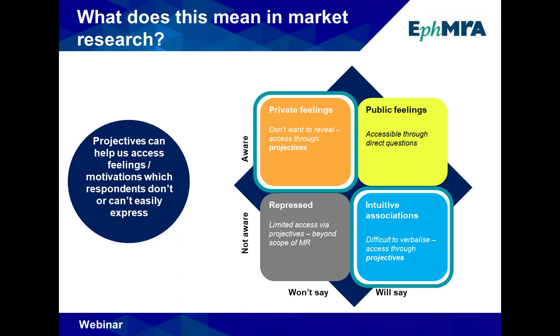The idea is that projectives can help us access feelings and motivations which respondents don't or can't easily express. So first of all, when we look at the open quadrant, these are the public feelings. Those are accessible through direct questions. They represent the spontaneous, the rational, the reasoned information that is easily accessible to the respondent. And direct questioning and enabling techniques will only lead to more evocative description and explanations.